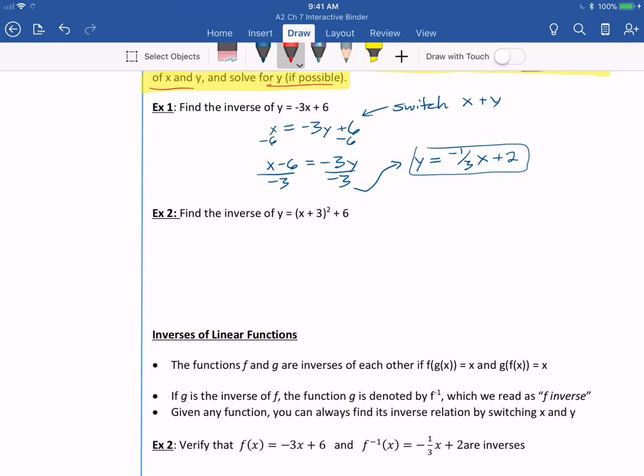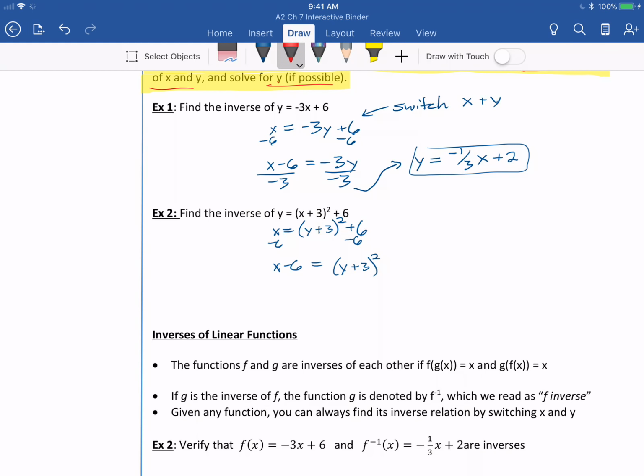The next one gets a little bit tougher because it's got the squared in there. Don't be afraid of the squared. You still have to switch the values of x and y. So I have x equals y plus 3 squared plus 6. Now to solve for this y, I have to subtract the 6. So I have x minus 6 is equal to y plus 3 squared.